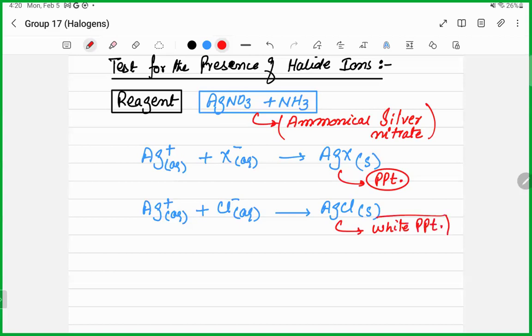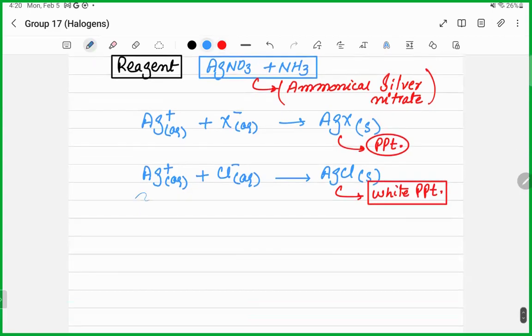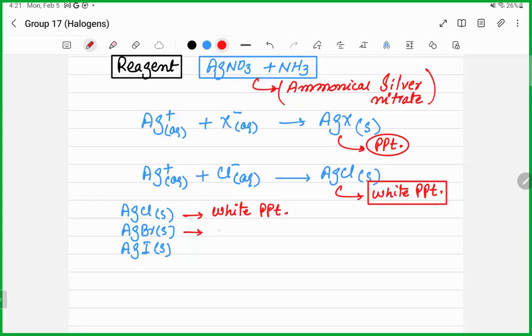ब्रोमाइड के केस में AgBr का कलर क्या होगा? क्रीम होगा, और AgI का कलर होगा येलो. ठीक है, तो हम यहां पर ये बात लिख लेते हैं. AgCl solid is white, AgBr solid is cream, और AgI solid is yellow. हम इसके कलर लिख लेते हैं. These are the white PPT. These are the cream precipitate.